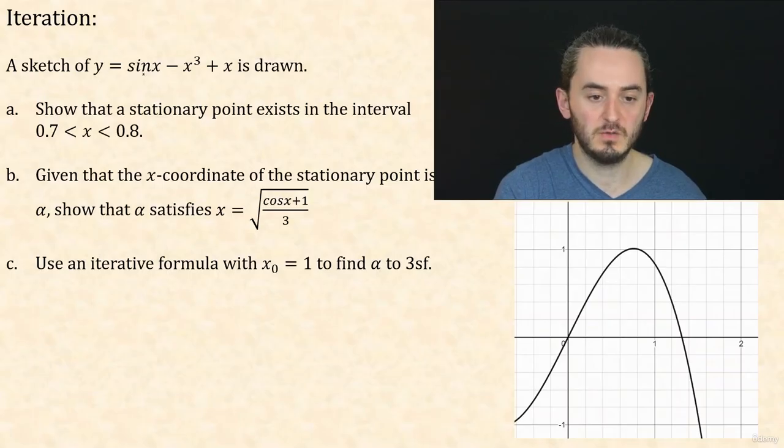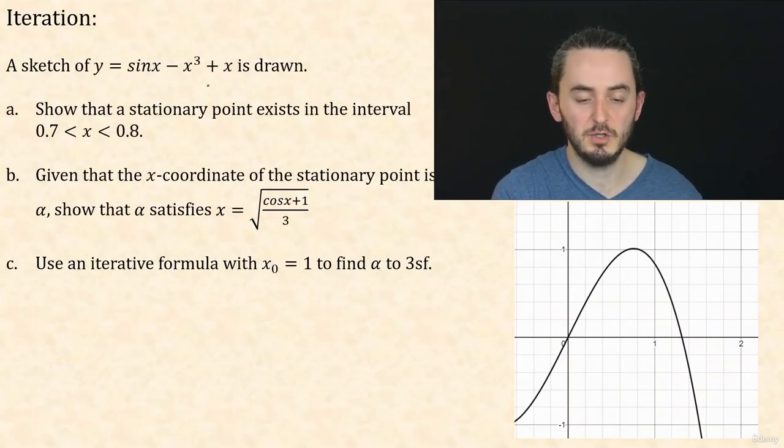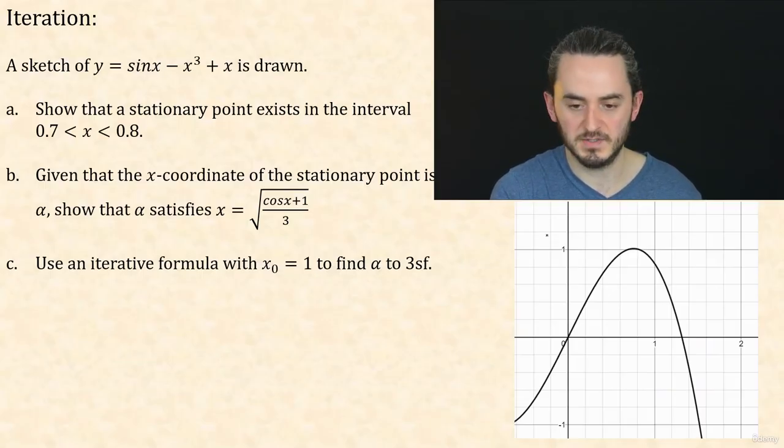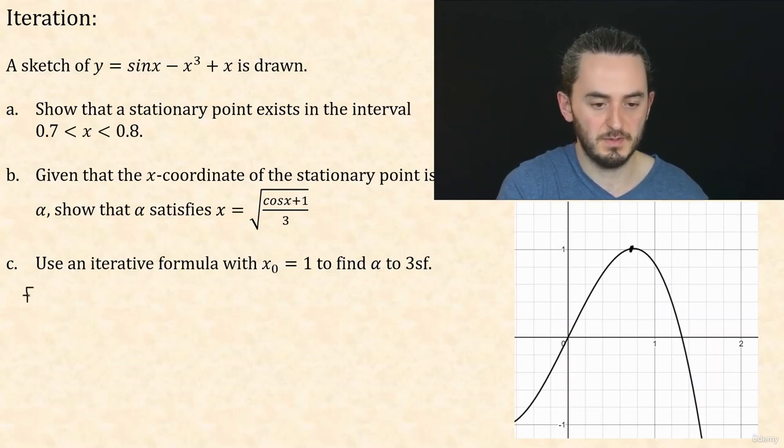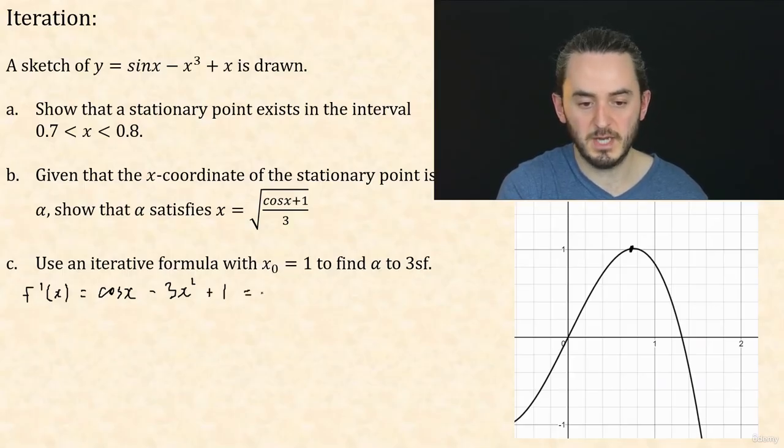Okay, let's have a look at this one here. A sketch of y equals sin x minus x cubed plus x is drawn. Show that a stationary point exists in the interval 0.7 to 0.8. That stationary point is where the derivative is 0. So let's find an expression for the derivative. f'(x): the derivative of sin x is cos x, the derivative of x cubed is 3x squared, and the derivative of x is 1.